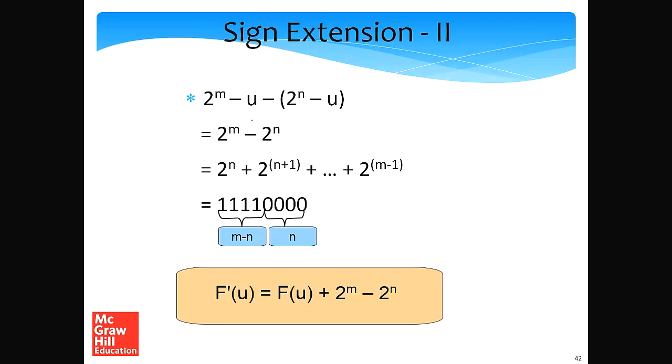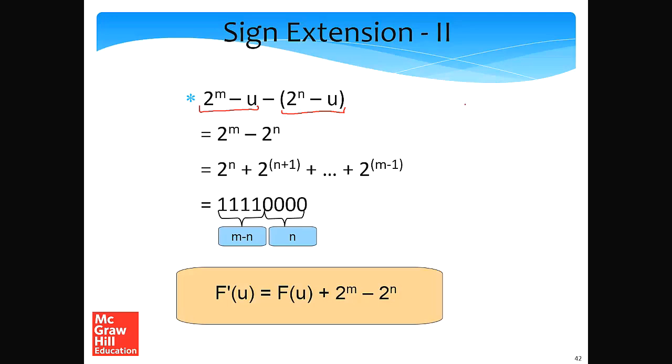So let's do a little bit of algebra. This is the representation of the number in the m-bit number system, and this is the representation of the number in the n-bit number system. So let's just subtract. If we subtract, we get 2 to the power m minus 2 to the power n. If we actually subtract it, what we would find is the result is 2 to the power n plus 2 to the power n plus 1 till 2 to the power m minus 1.